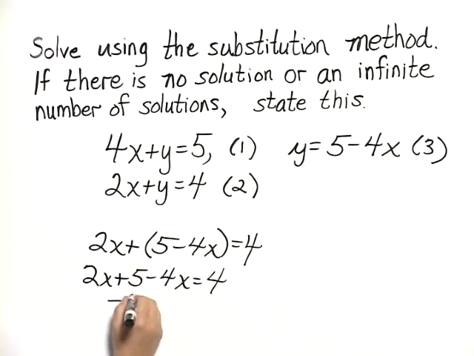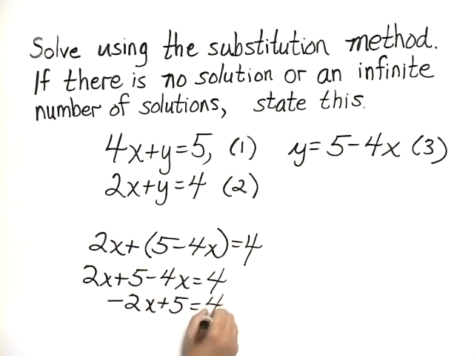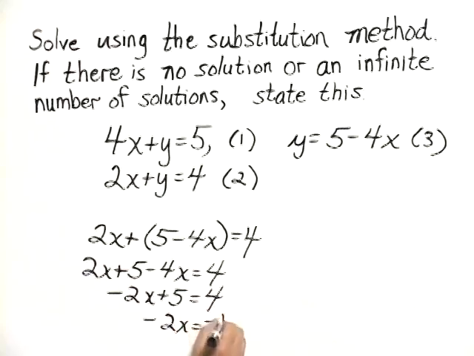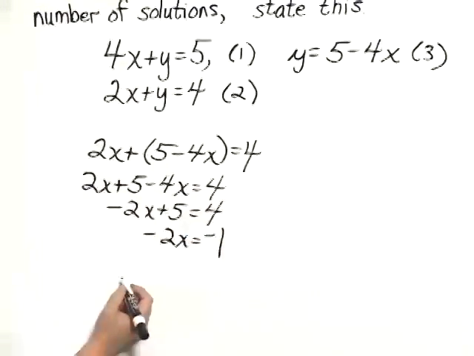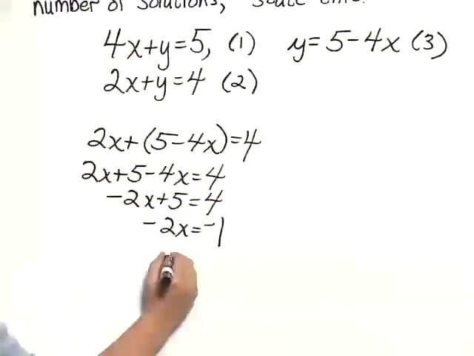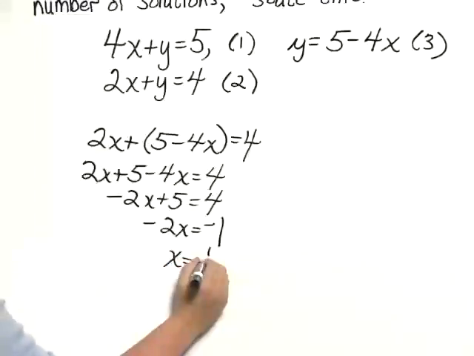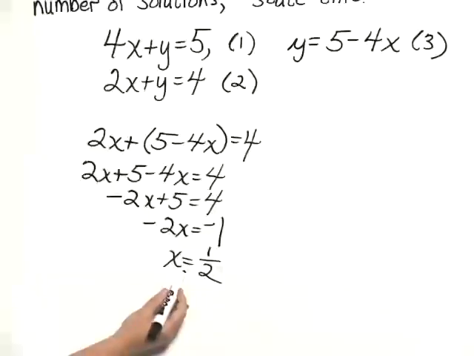That gives me negative 2x plus 5 equals 4. Negative 2x equals negative 1. That's subtracting 5 from both sides. And dividing both sides by negative 2, I have x equals 1/2. I can't stop there because I only have the value for x.